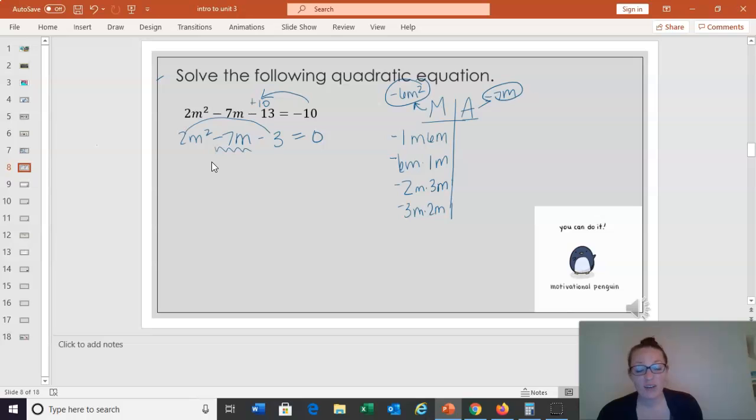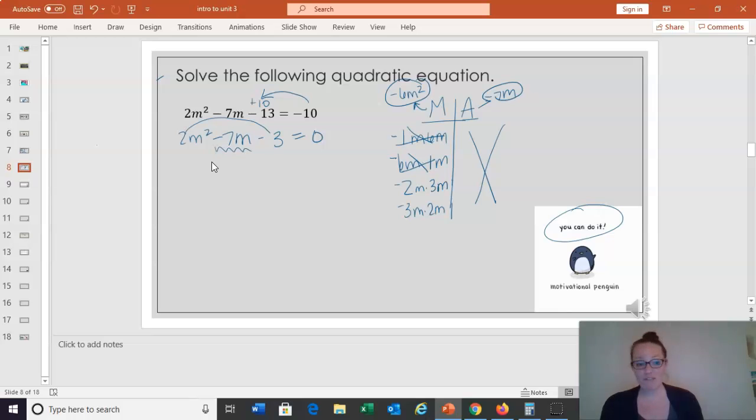Hopefully you're like, well, maybe, but no, right? Because -1 plus 6, that's 5. It looks promising, but it's not quite working out, right? -6 plus 1, that's -5. So no, there are no pairs of numbers that add up to give us the middle term. But do not fret, you can still do this.